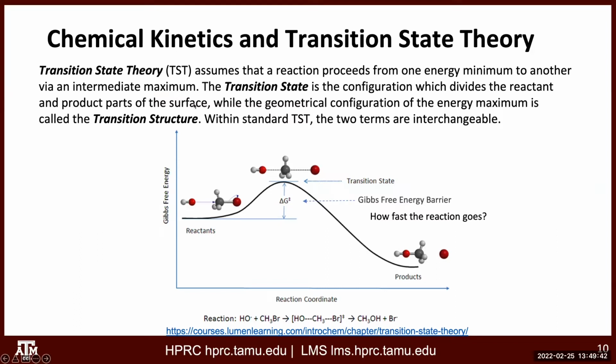The transition state theory assumes that a reaction proceeds from one energy minimum to another through an intermediate maximum. When we say transition state, we refer to the configuration which divides the reactant and the product part of the surface on the potential energy surface. The geometrical configuration of the energy maximum is called the transition structure.